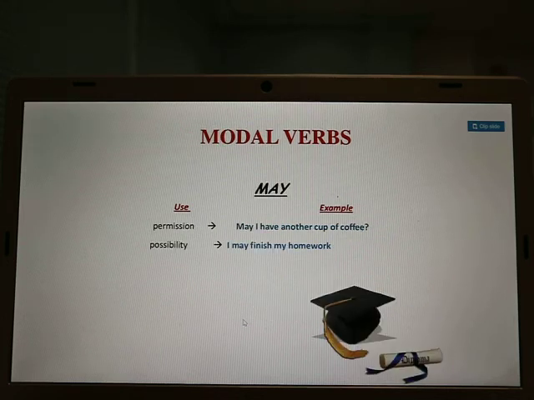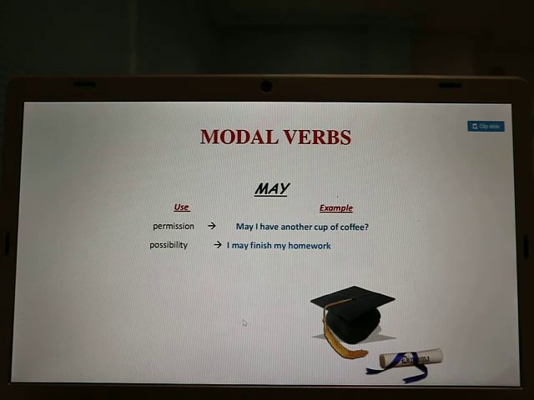Okay? For may, you can use it for permission and possibility only. So, may I have another cup of coffee? And for possibility, I may finish my homework. Possibility, I may finish my homework. So, it's not sure.